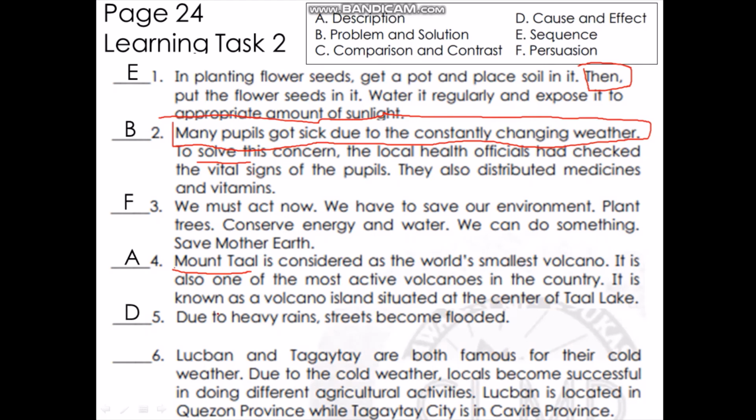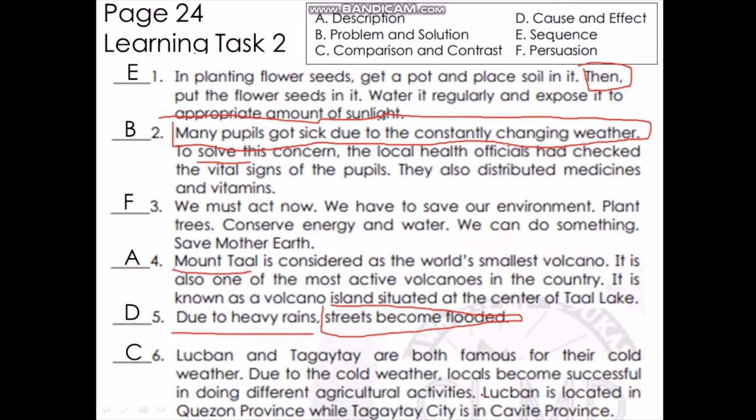Number 5, it's letter D. It's cause and effect. Due to heavy rains, streets become flooded. So, the cause is the heavy rain. The effect, streets become flooded. So, it is cause and effect.